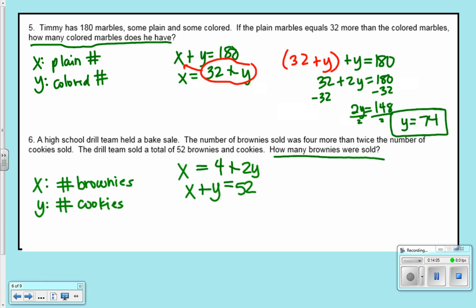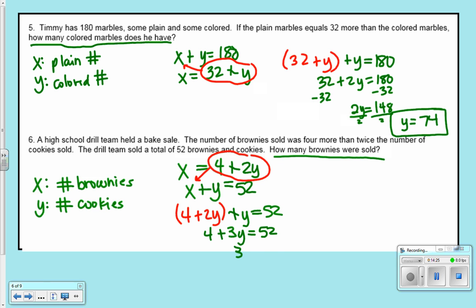I'm going to use substitution because I see that the x is already by itself. I'm just going to plug it into x. So 4 plus 2y, that is the x, plus y equals 52. So then we keep going. I'm going to go a little bit quicker just so this video is not insanely long.